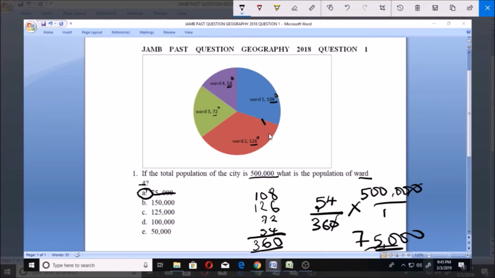So take note of what we did. We just picked out the degree for the one we are told to calculate, which is Ward 4, divided by the summation of all the degrees, which is 360, times the total population. You get that of Ward 4. If you are told to calculate for Ward 2, the same thing, it would have been 126 over 360 times 500,000. If you are told to calculate for Ward 1, it would have been 108 over 360 times 500,000. So that's how you do calculations relating to pie charts. Thank you.